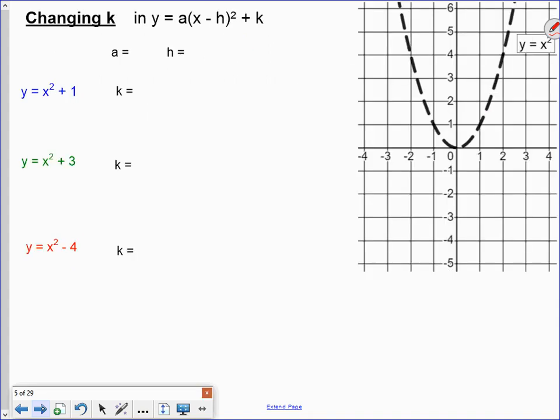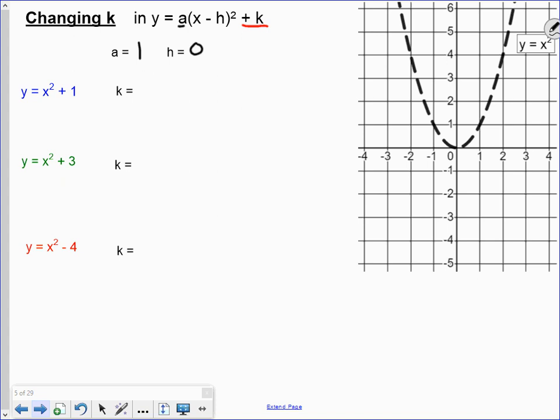All right, let's start with changing the value of k. k is this number that gets added on to the end of our parabola. We're going to look at 3 different parabolas here. All of these are going to have an a value of 1, so this number up front is going to be a 1 in each one of these, and an h value of 0.